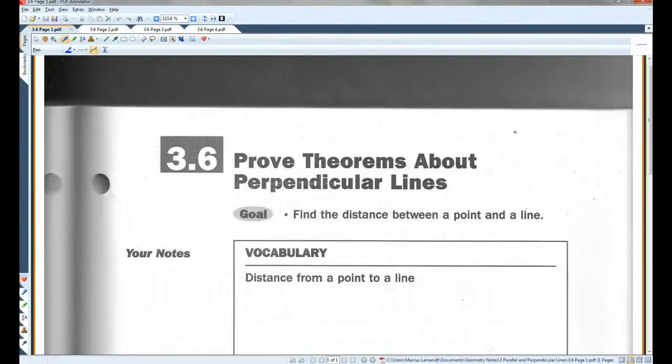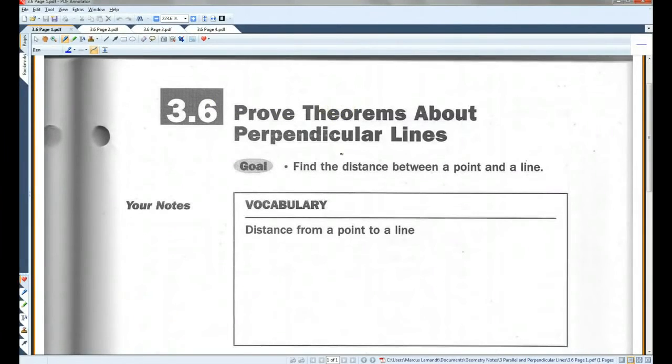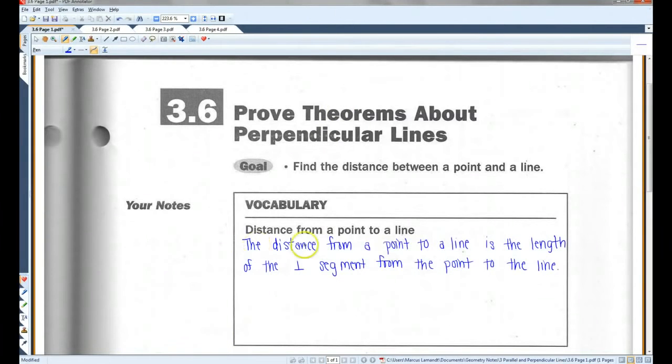Alright, last section in chapter 3, 3.6, prove theorems about perpendicular lines. The distance from a point to a line. The distance from a point to a line is the length of the perpendicular segment from the point to the line. So, for example, if you had a line like this, and some point not on the line, the distance from that point would be this segment here, the segment that is exactly perpendicular to the line.